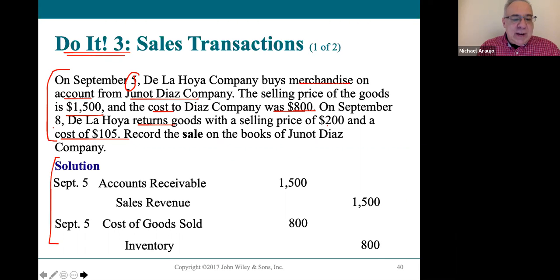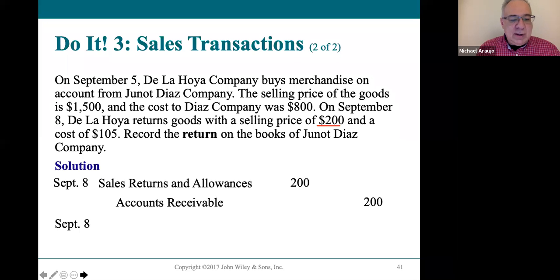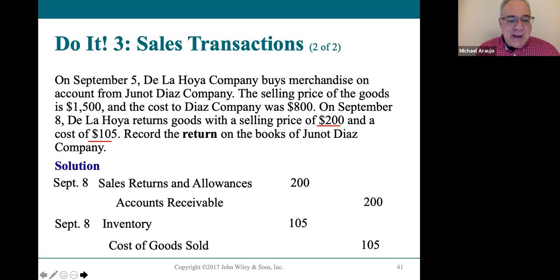3 days later, we got a return, right? So how do we handle this return? Well, we are going to debit sales returns and allowances by $200. And we're going to take that away from our receivable because we're not waiting to receive that anymore. It's been returned. This is still good merchandise. It can be sold to somebody else. So we will put it back in inventory at $105 cost and reverse our cost of goods sold for that amount as well. Okay. Questions?